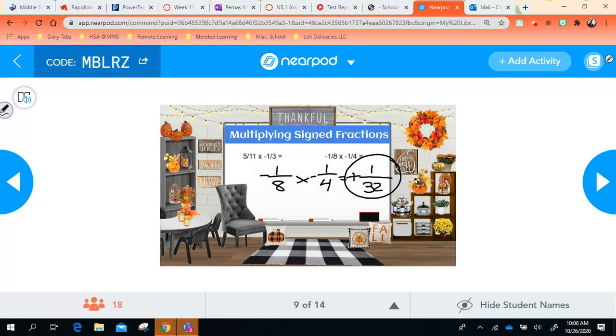And now we're going to do the same thing with our fractions. You're going to have matching with fractions also. So make sure you wrote this down.